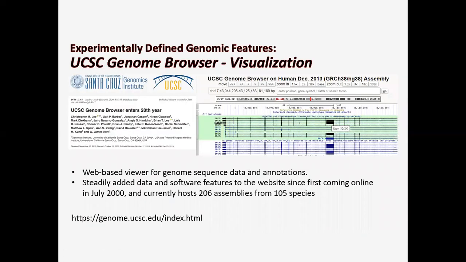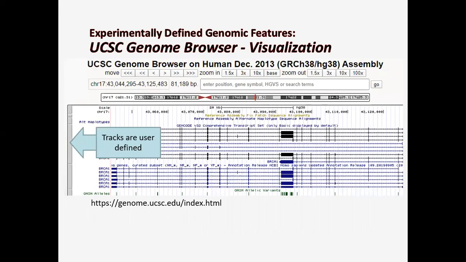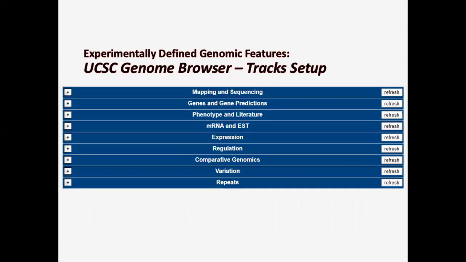The main important browser is the UCSC Genome Browser, where you can upload your data and visualize your variant. This also I will show you, how you can visualize your variant in the UCSC Genome Browser. Once you upload your data in the visualization browser, you can set the tracks. Below the visualization window, we have different tracks like mapping and sequencing, genes and gene predictions, phenotype and literature, if you want to visualize them along with your variant.